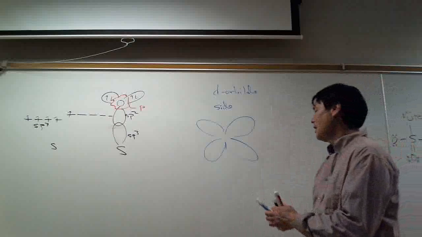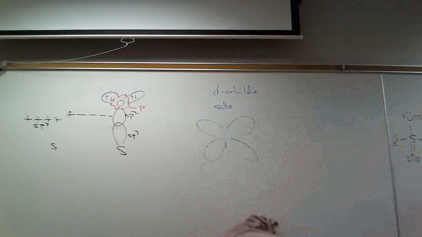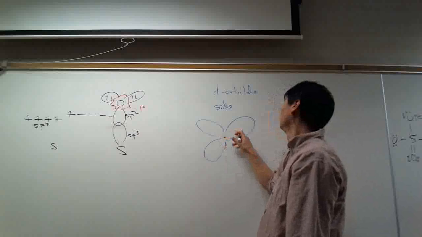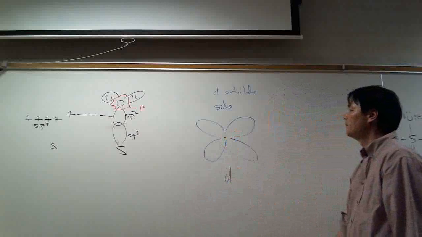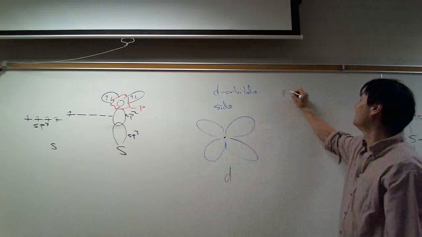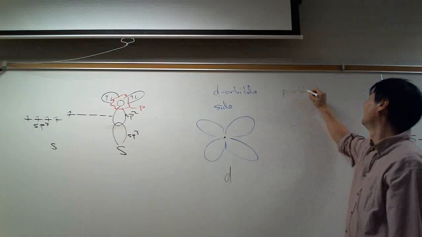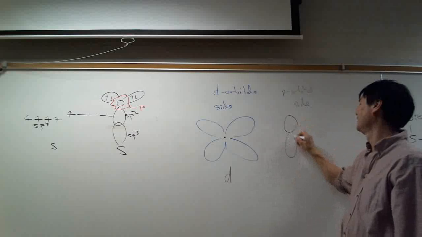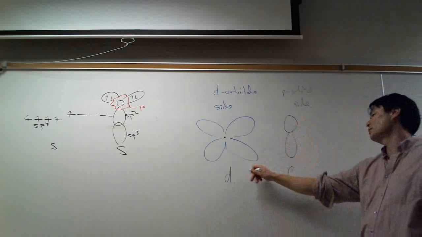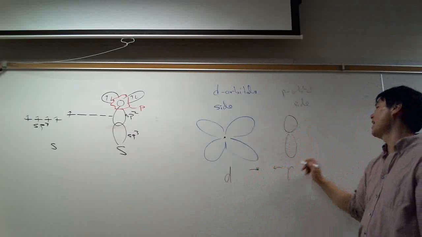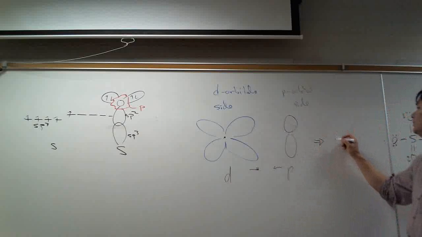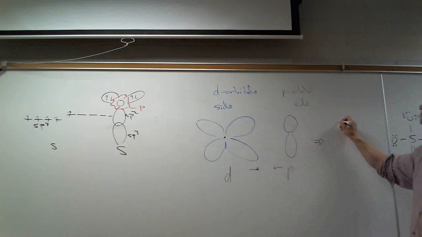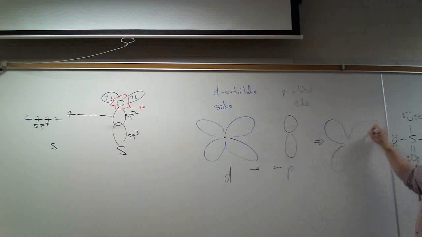All right, this is one d orbital. It has altogether how many lobes? 4 lobes. So this is a d here. And let's look at the p orbital side view. If we look at a p orbital side view, it looks like this, right? And let's bring the d orbital and the p orbital together so they overlap. So it's going to look like this.